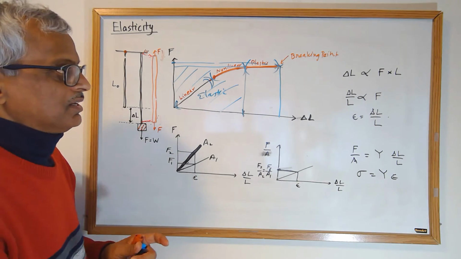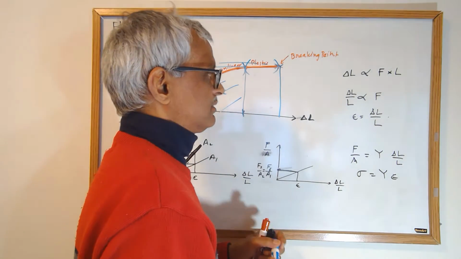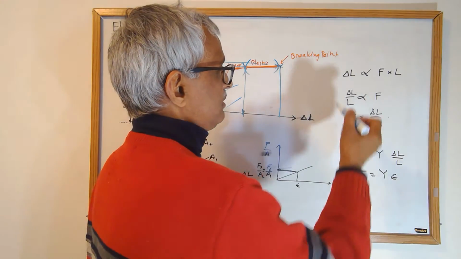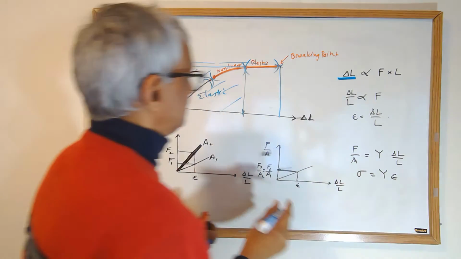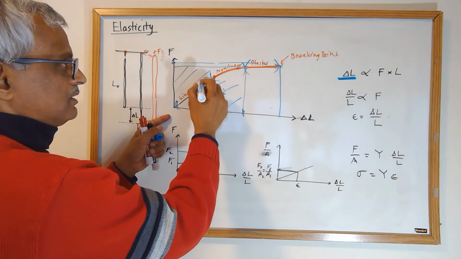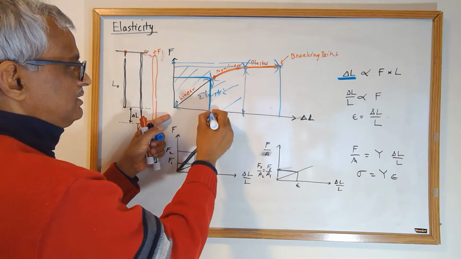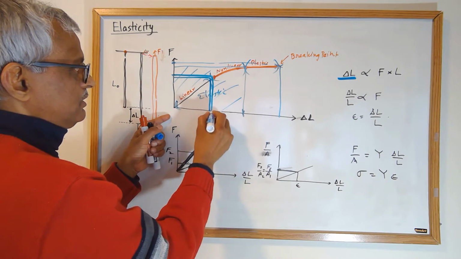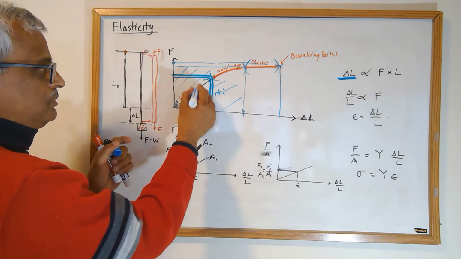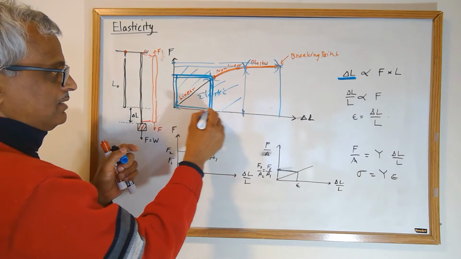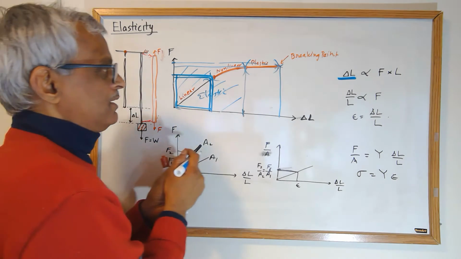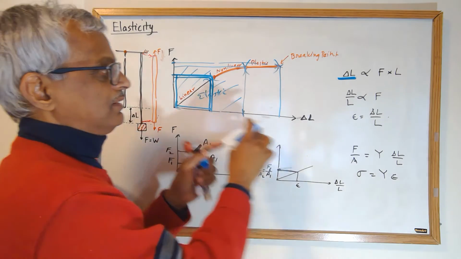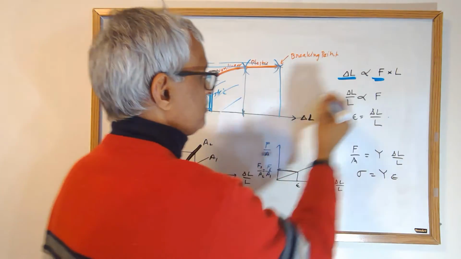It turns out we can write some relationship. This experiment says that, let's look at just this part, the linear part. We're only going to look at the linear part of the graph, where the extension that I get depends on how much force was applied.